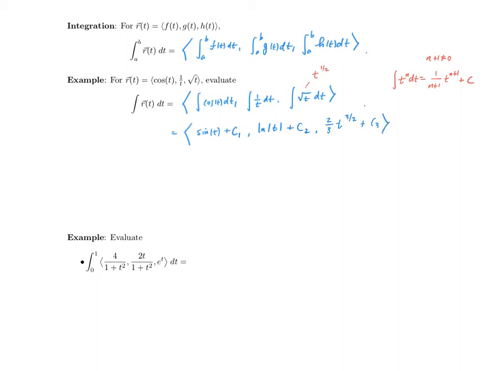It is perfectly acceptable to leave your answer in this form, but I'm going to go ahead and break it up. So we can think of this as being sine of t, natural log of t, 2/3 t to the 3/2. And what we are adding on to this is some arbitrary constant vector of integration, where that constant vector is really our C1, C2, and C3.